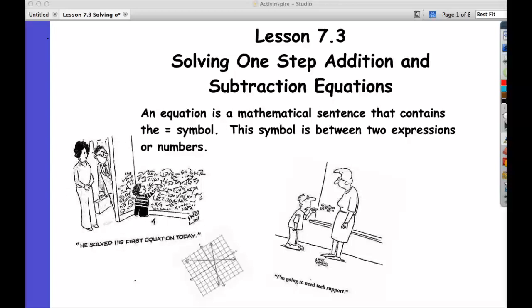This is lesson 7.3, solving one-step addition and subtraction equations. An equation is a mathematical sentence that contains the equal symbol. This symbol is between two expressions or numbers.